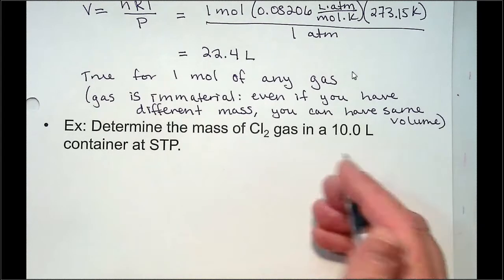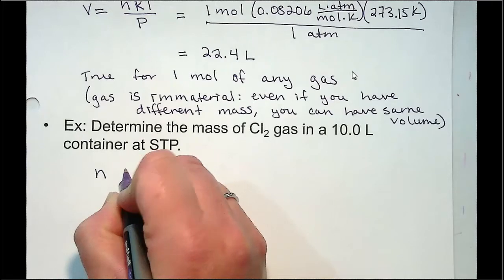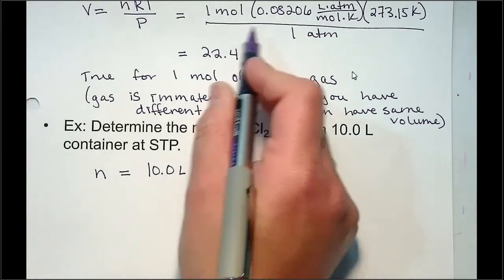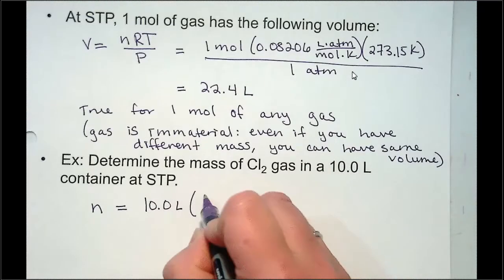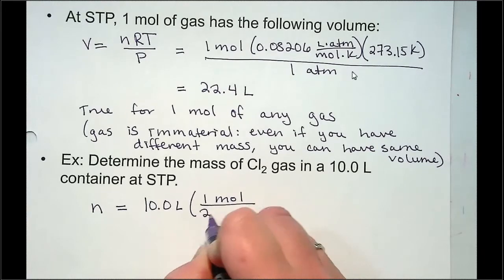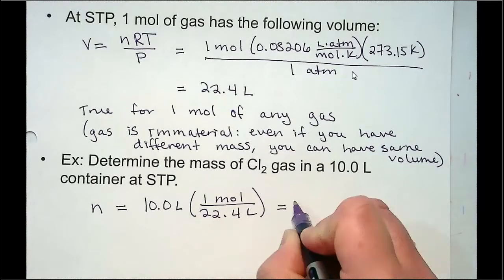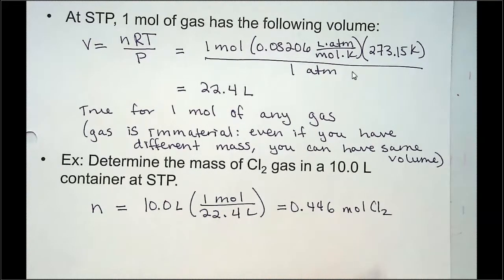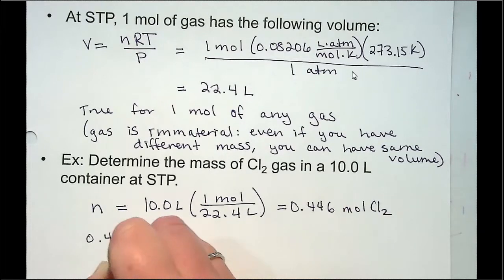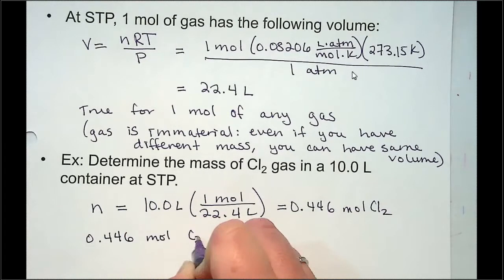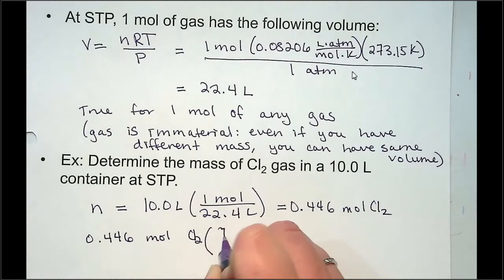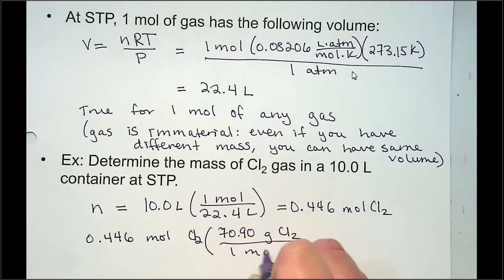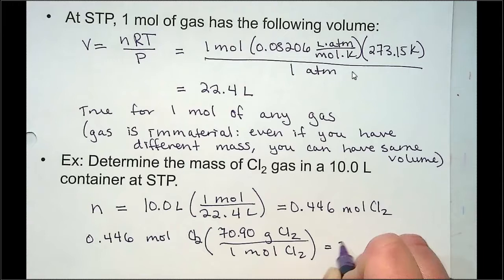Exactly right. So the number of moles is equal to our volume times this conversion factor that we just figured out. We know that 1 mole equals 22.4 liters. So this gives us 0.446 moles of Cl2. Then we can take our moles of Cl2 and convert to grams using the molar mass of chlorine gas. Remember this? We haven't done this in a while. So this is 31.6 grams of Cl2.